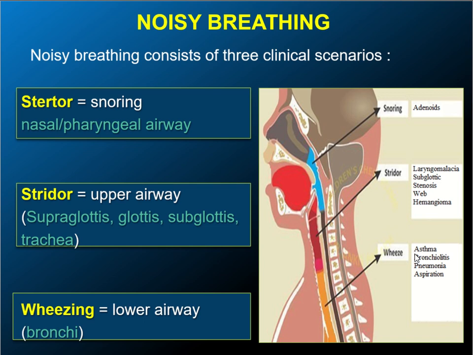Now, noisy breathing consists of 3 clinical scenarios. The first one being stertor, which occurs due to nasal or pharyngeal airway obstruction, for example in adenoid hypertrophy. Stridor occurs due to upper airway obstruction, namely in cases of laryngomalacia, subglottic stenosis, web, or hemangioma. Wheezing occurs due to lower airway obstruction in cases of asthma, bronchiolitis, pneumonia, or aspiration.